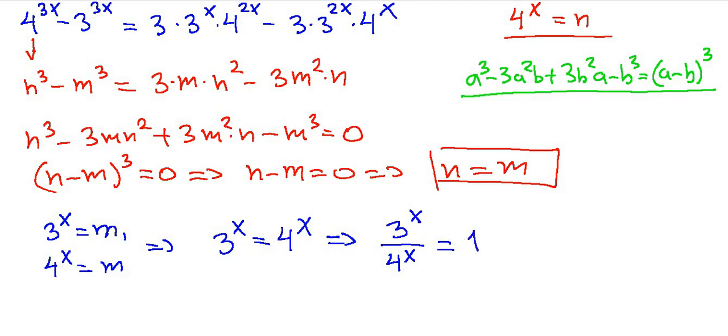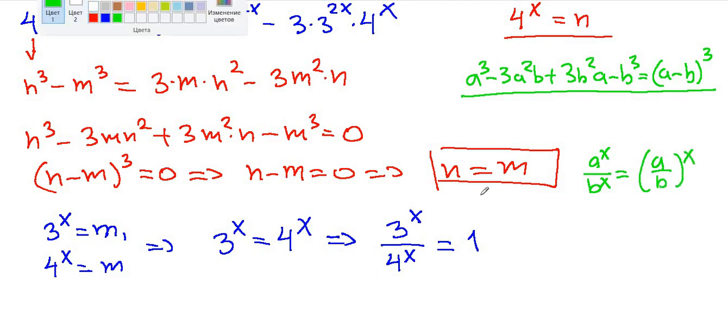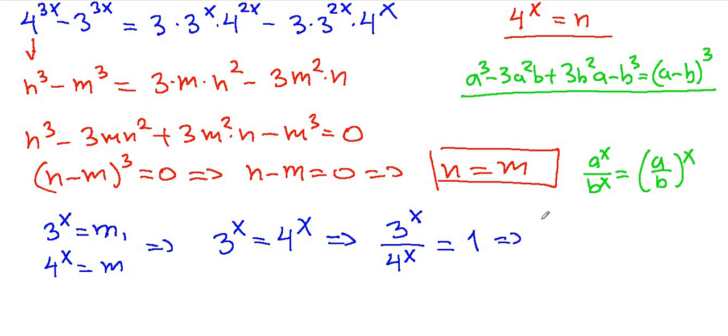And by using the following formula, I can rearrange the left hand side of the last equation. We know that a to the power of x over b to the power of x can be written as a over b to the power of x. Using this formula, I can easily rearrange the left hand side. So this is going to be equal to 3 over 4 to the power of x. And we see that 1 can be written as 3 over 4 to the power of 0.